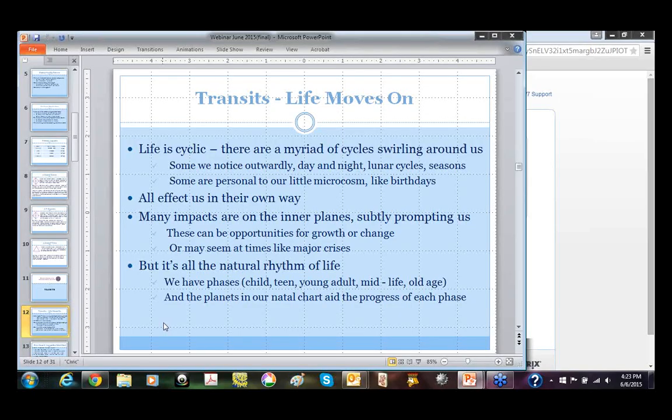We have phases: childhood, teenage, young adult, midlife, old age. And those can be observed astrologically, just like the phases of the moon that we're familiar with. The movement of these planets around our natal chart aids us at each of these particular phases. That's why we look at the transits. That's why we look at the progressions.